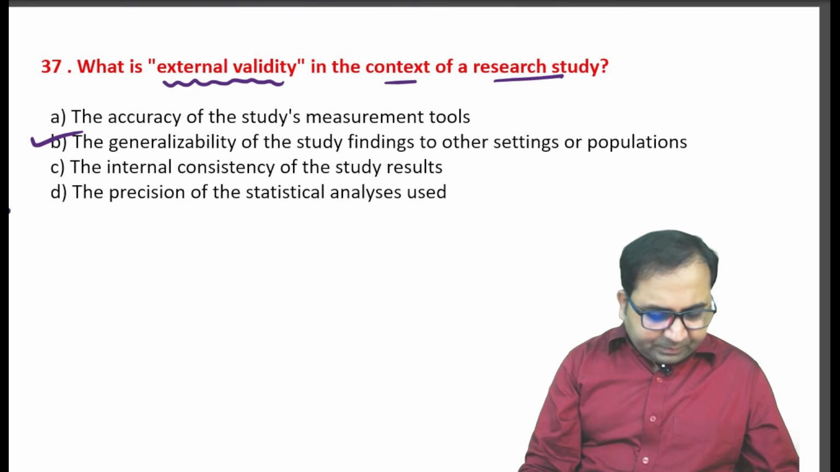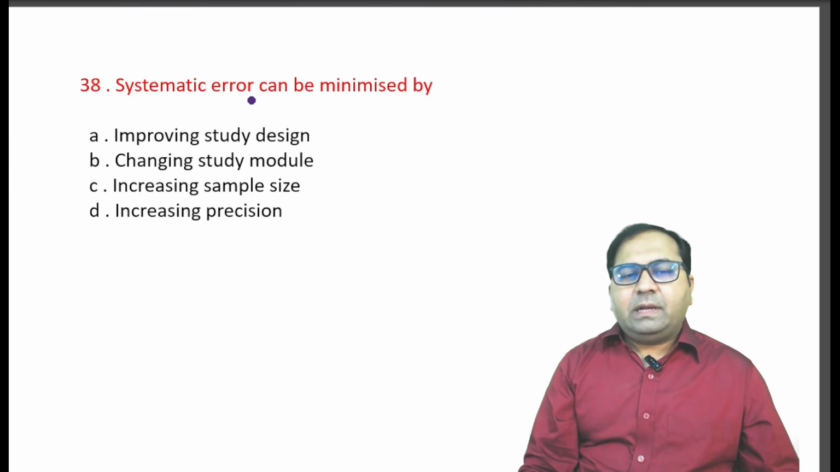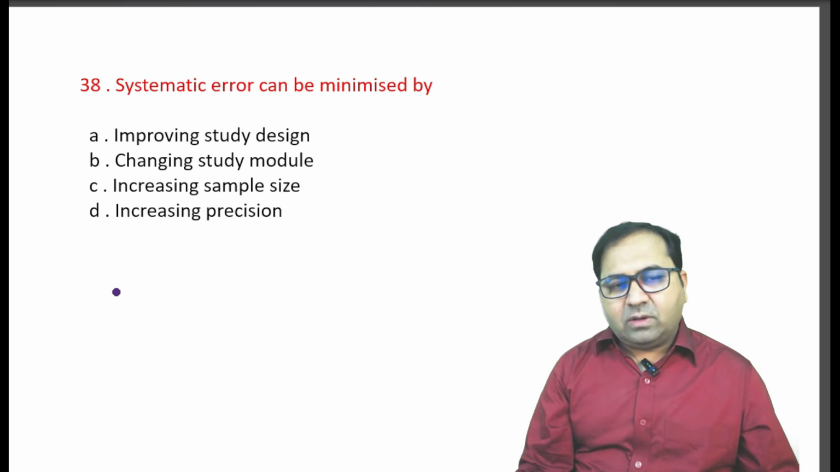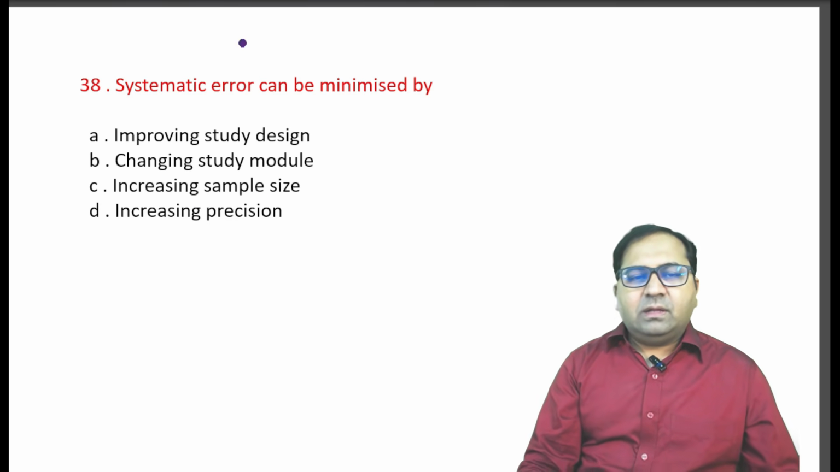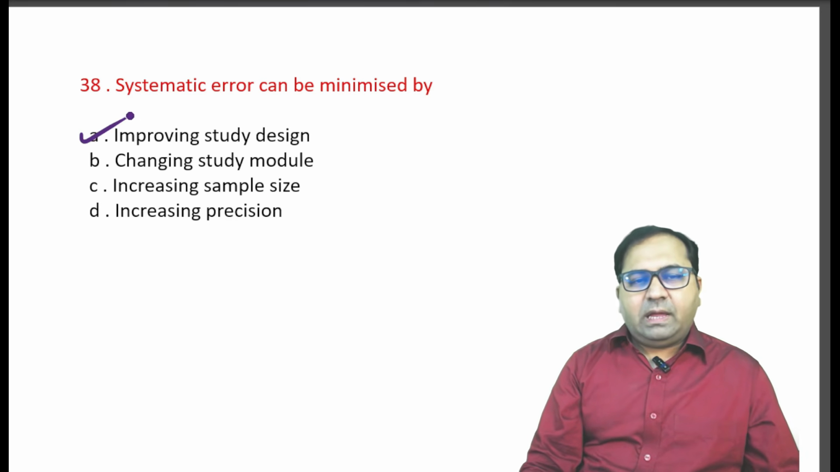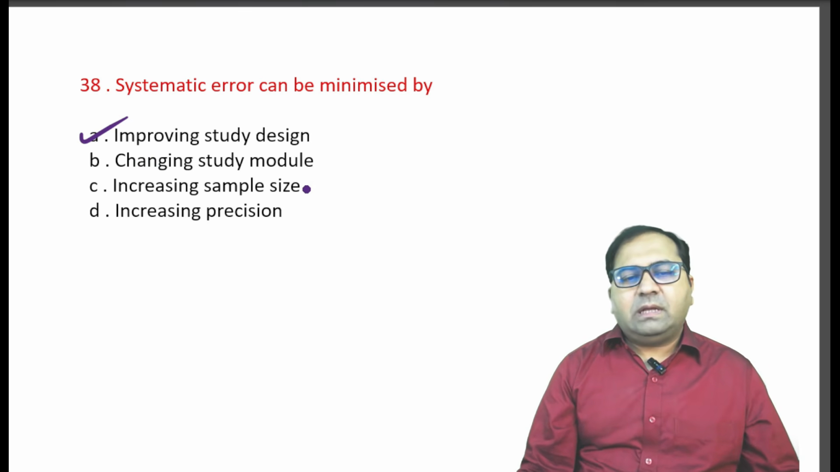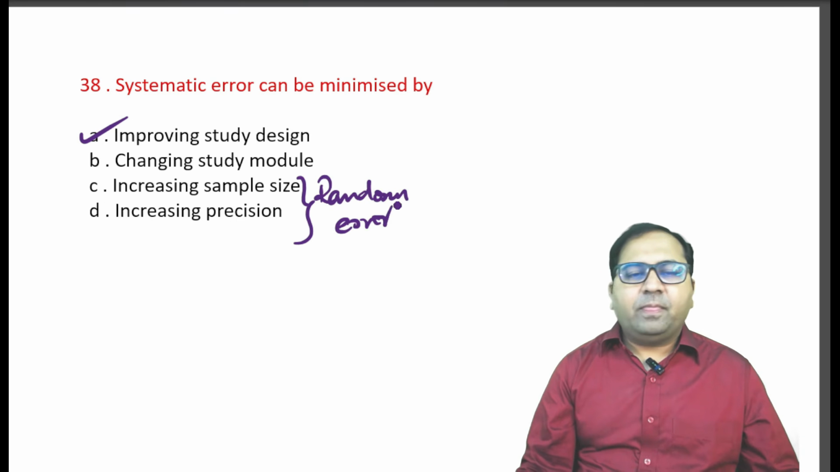Okay. Now, next question. Systematic error can be minimized by what? We have seen this before. It is easy. The options are A, improving the study design. B, changing the study module. C, increasing the sample size. Or D, increasing the precision. So the answer for this question is A, improving the study design, because increasing the sample size and increasing the precision is for random error. Okay, these are for the random error.